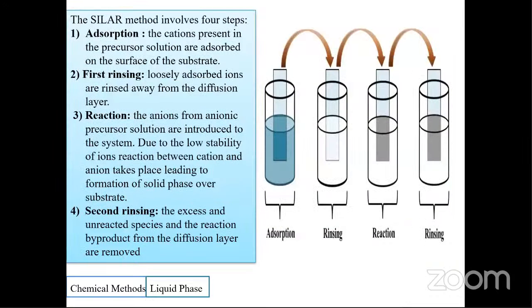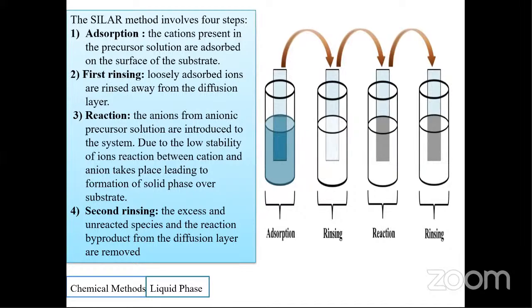You can see here the adsorption, that is, the cations present in the precursor solutions are adsorbed on the surface of the substrate. This is the first step. Then we do the rinsing, known as the first rinsing. During the first rinsing, loosely adsorbed ions are rinsed away from the diffusion layer. Then the next one is the reaction. So the third step is the reaction.